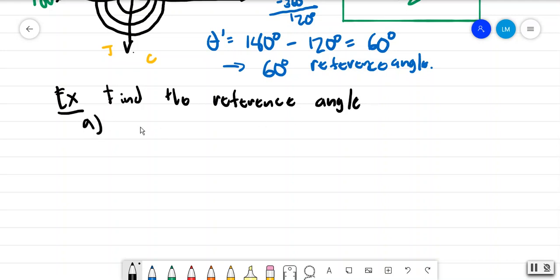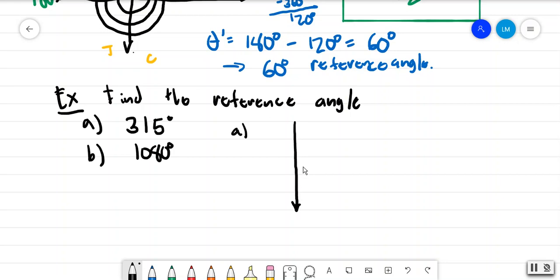Okay, so in this one, let's go ahead and say that we have 315 degrees, and in part B, we'll just say that we have 1080. Now in each of these, there are methods by which we can do this. Part A is actually very easy, because it just tells you that you have to draw an angle measure that is 315 degrees.